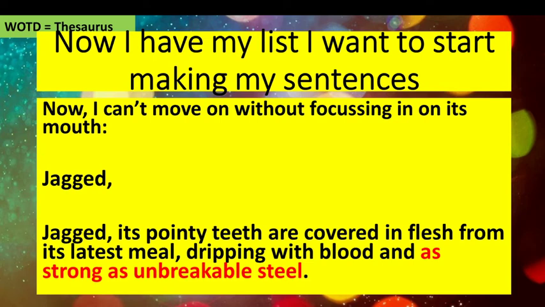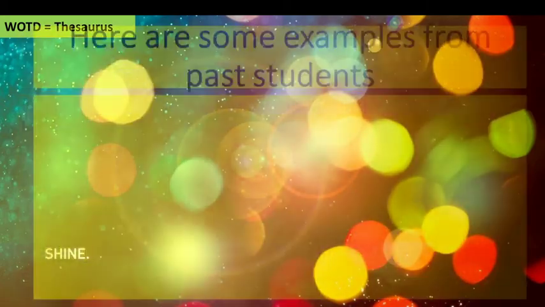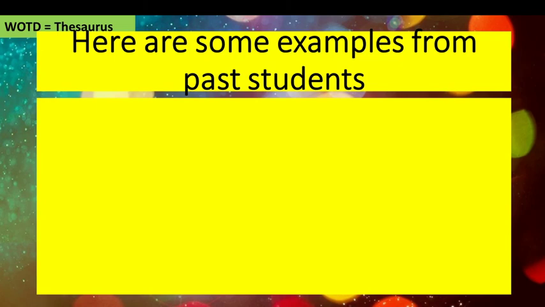But the end part of my sentence, you might have figured out already, is a simile. So I've compared its teeth to something that is as strong as unbreakable steel. If I'd just written as strong as steel, that is a simile, but it's not as powerful as describing it a little bit more with the word unbreakable. So I've given you just a couple of examples of how I'm building my sentences there. I've given you some examples of figurative language, and now I'm going to show you just a few sentences that some of my students in the past have come up with when we've been describing dragons or monsters.